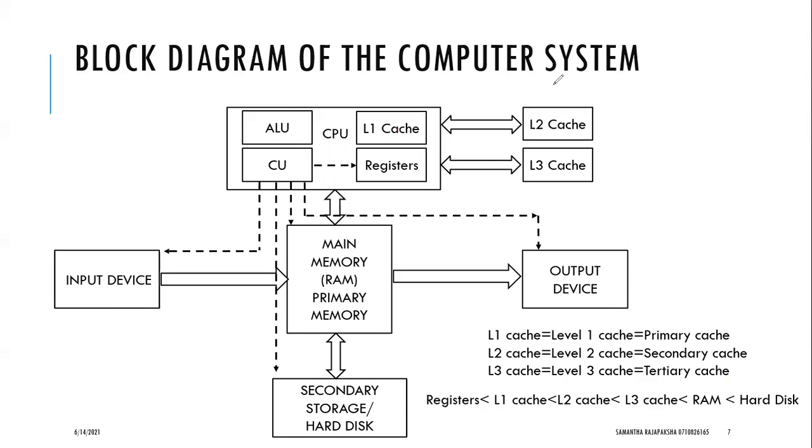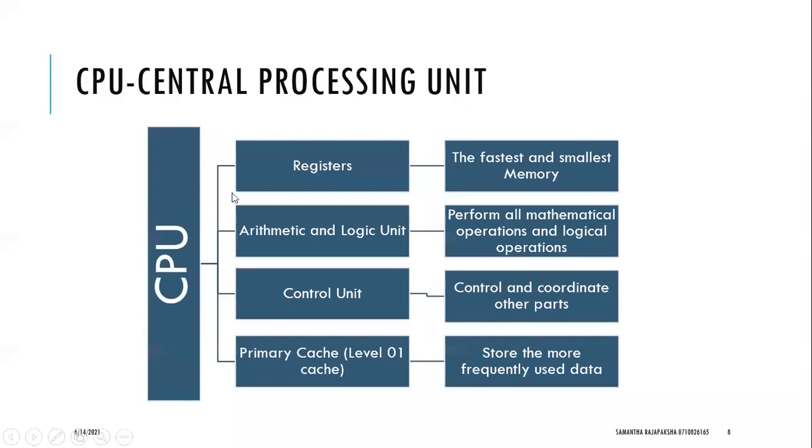So that is the very basic introduction to the CPU or computer system block diagram. Now this is the same explanation. In the CPU, we have these components: registers, ALU, control unit, and primary cache. Registers are the fastest and the smallest memory. The ALU does all the mathematical operations. The control unit is the one that controls and coordinates everything and decodes the instructions. Primary cache is used to store the more frequently used data.